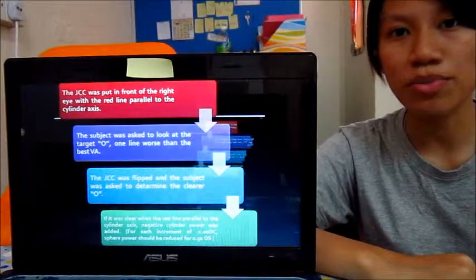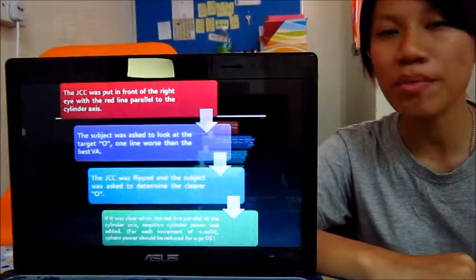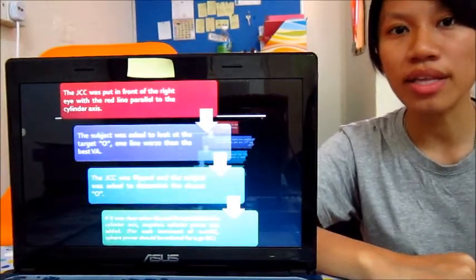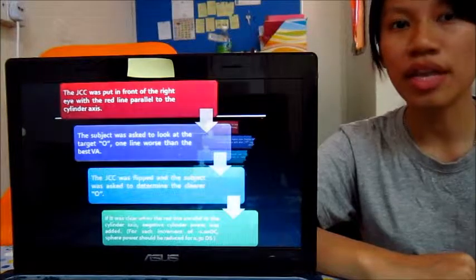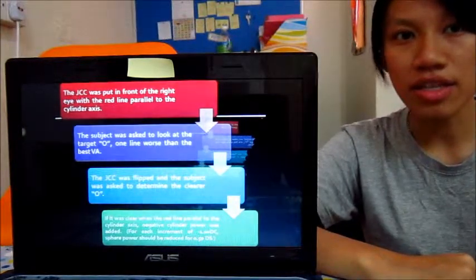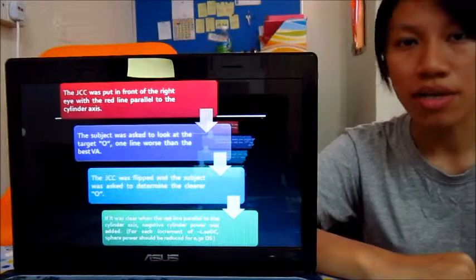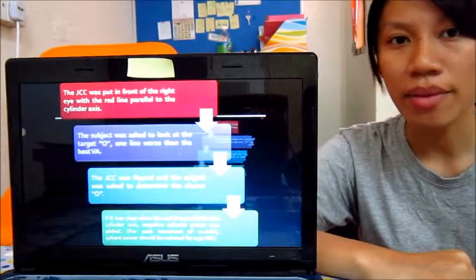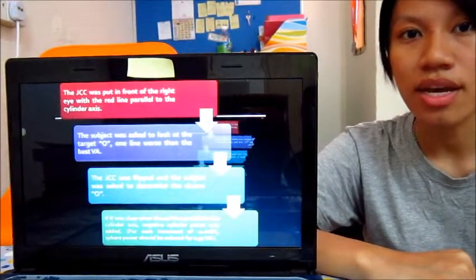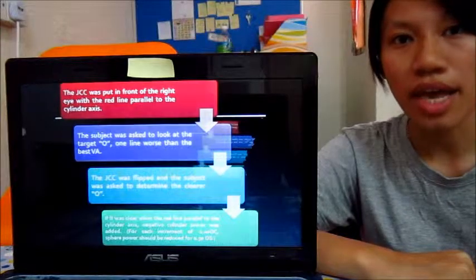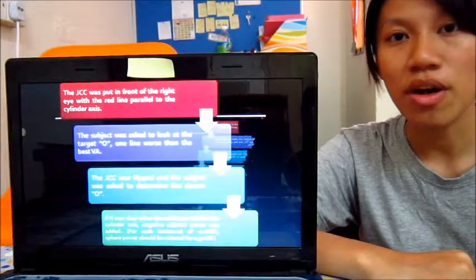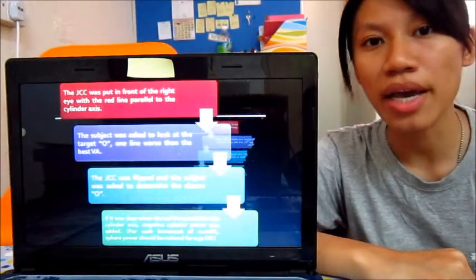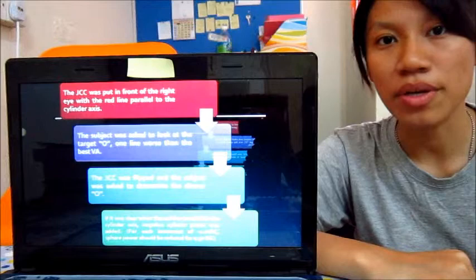Then, the JCC was put in front of right eye of the subject with a break line parallel to the cylinder axis. The subject was then asked to look at the target O, with one line worse than the best VA. The JCC was then flipped, and the subject was asked to determine the clearer O. If it was clearer when the red line parallel to cylinder axis, the negative cylinder power was added. For each increment of -1 diopter, sphere power should be reduced by 0.5 sphere power.